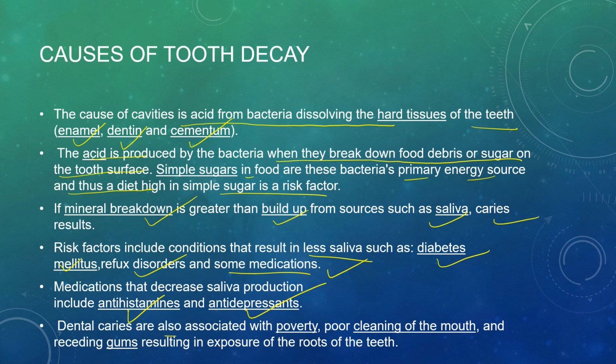Dental caries are also associated with poverty, and with poor cleaning of the mouth. If you are not brushing your teeth twice a day, it can lead to decaying of the teeth, and receding gums resulting in exposure of the root of the teeth. So these are all the main causes of tooth decay.